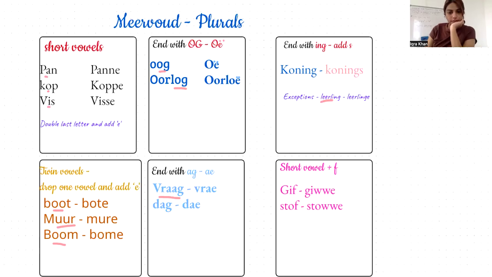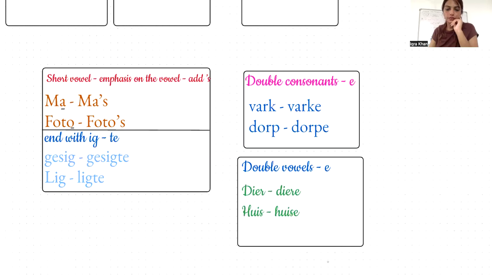Right, let's move on. The next one is short vowel and emphasis on the vowel. You just add an apostrophe S. If there's an emphasis on the vowel where you're stretching the word, like for example, ma, you'll have ma and then an apostrophe S, and for the next one as well. So if there's an emphasis on the vowel, you're going to add an apostrophe S.